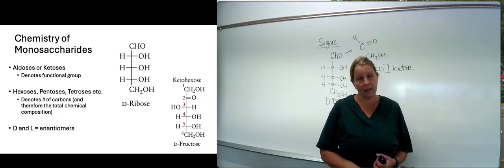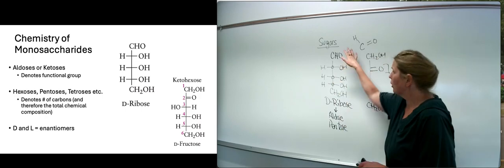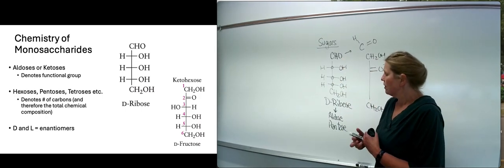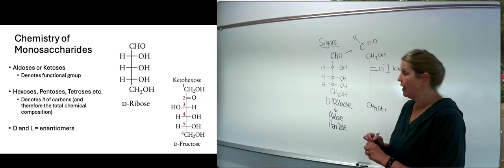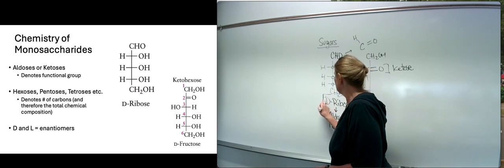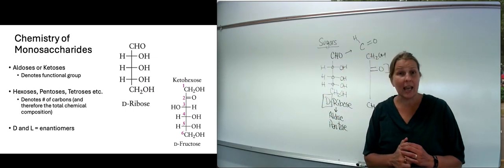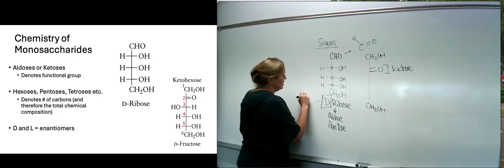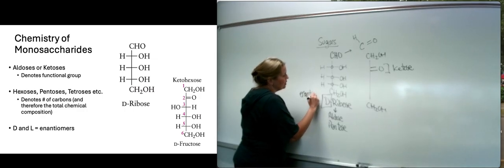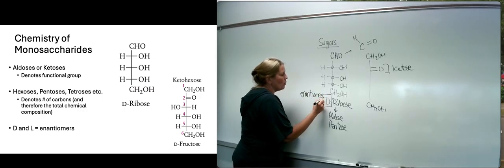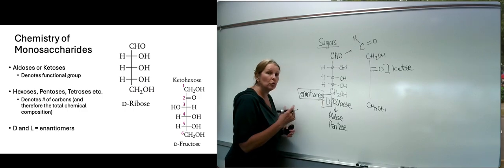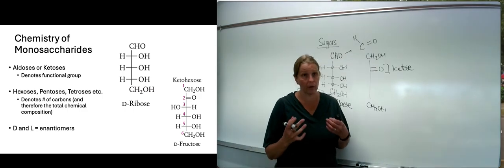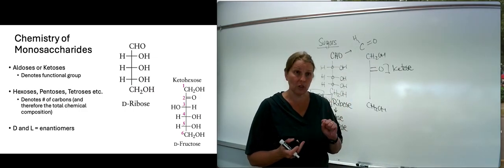Again, now the final thing that we're going to talk about is the overall structure and how we get this first letter here. This letter is either D or L. These D and L correspond to what we call enantiomers. Now, enantiomers are basically a way that we look at 2 chemical species or 2 organic species in 3 dimensions.